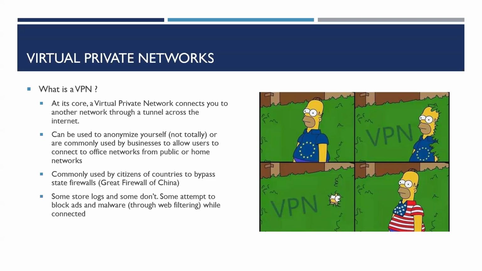So some VPNs, there's tons of them all over the place. Some are built better than others. Some store data and logs, and some don't. Some block ads and malware when you're on them through web filtering and web proxying, but some don't do that. The one I use is NordVPN, and it has the ability to block ads and malware, which is nice, or attempt to block them. But it just depends on what you're trying to use.